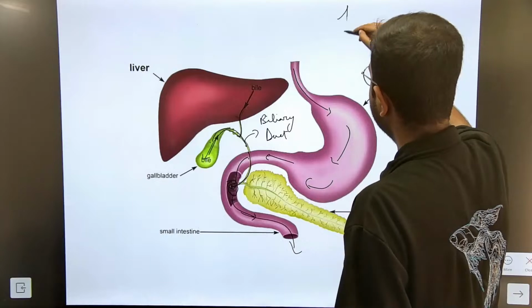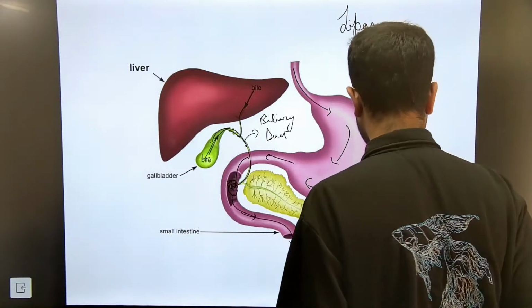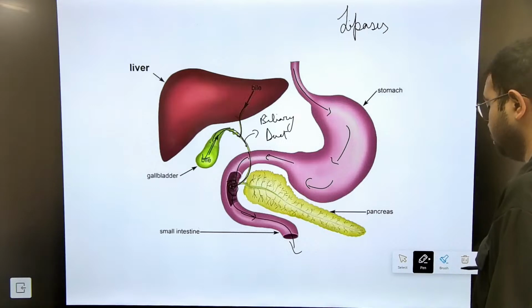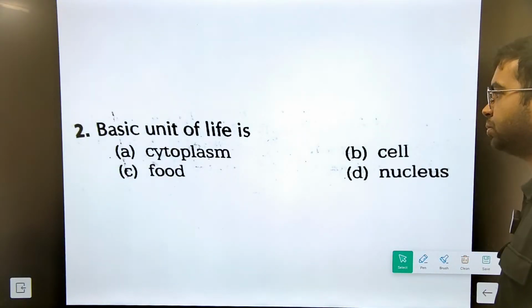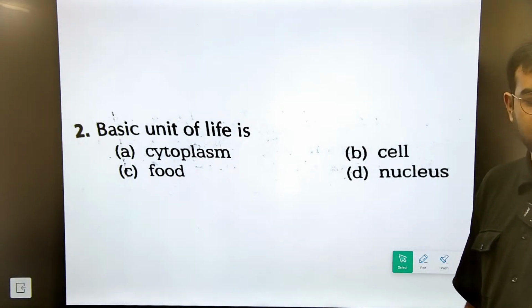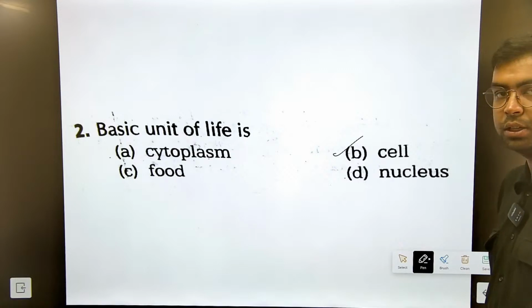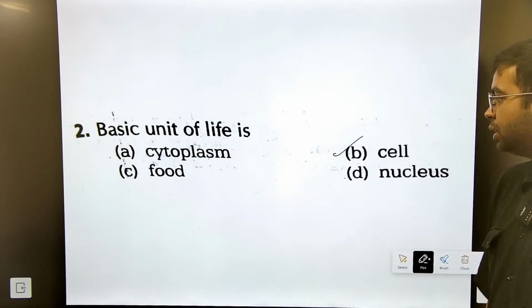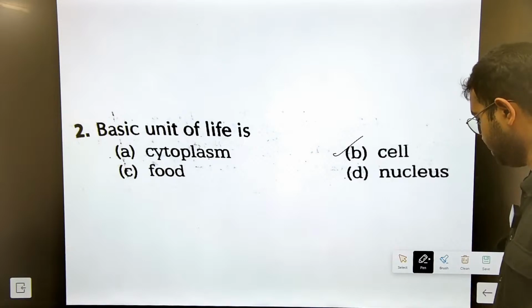What are the enzymes called that digest fat? They are known as lipases. Now, this is a very easy question. What is the basic unit of life called? I just told you a while ago. The basic unit of life is known as the cell.